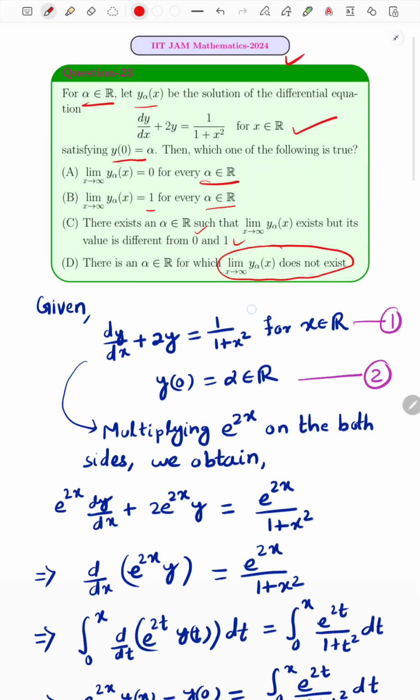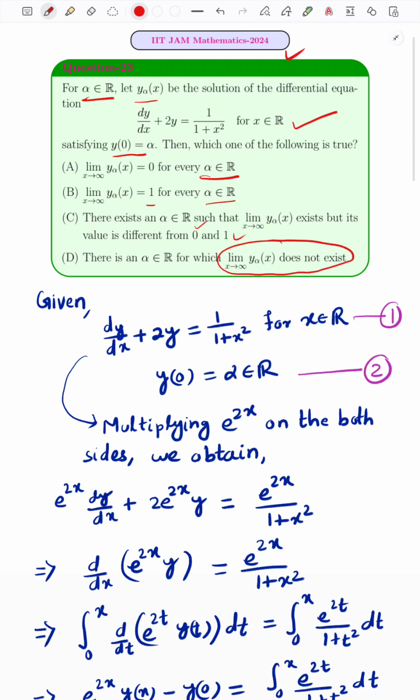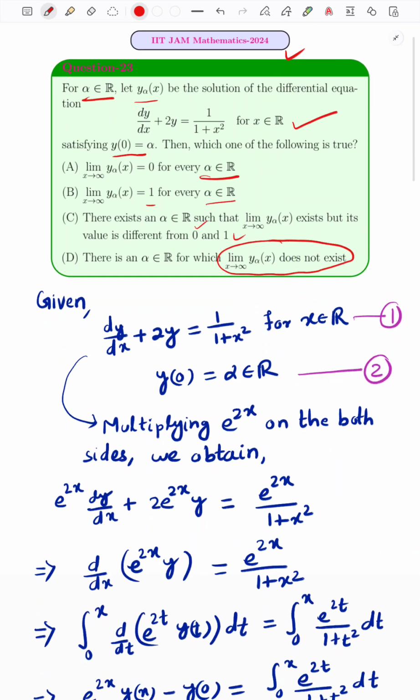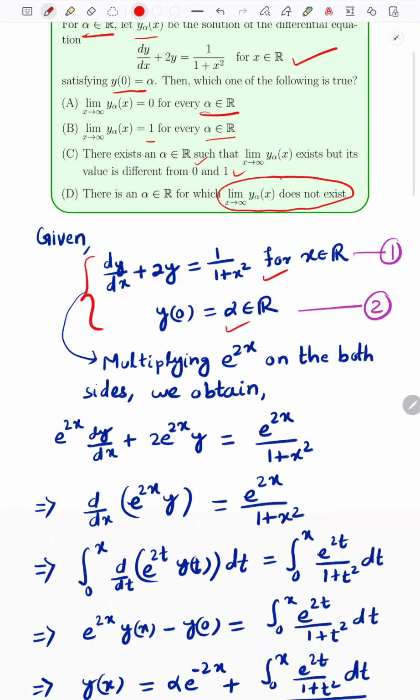Okay, so before going to verify these options, first of all we have to evaluate the value of y alpha x. What is the y alpha x? So to evaluate the value of the y alpha x, we have to solve this initial value problem, this differential equation along with this initial condition, because the y alpha satisfies this equation 1 and 2.